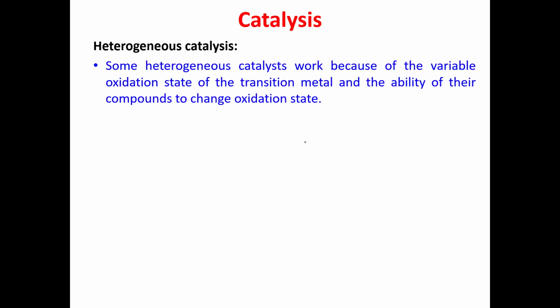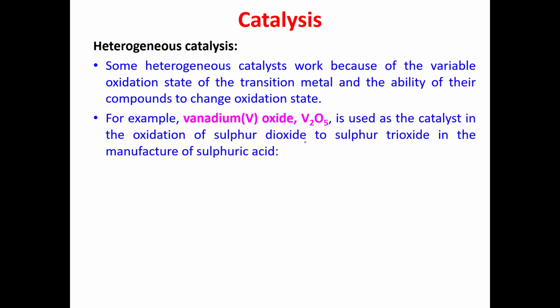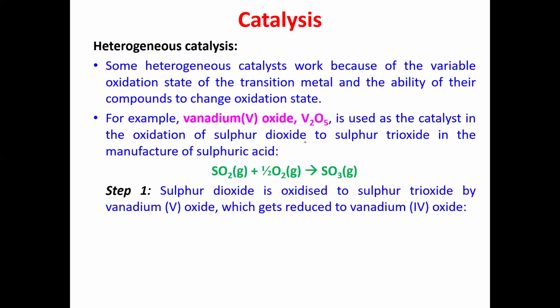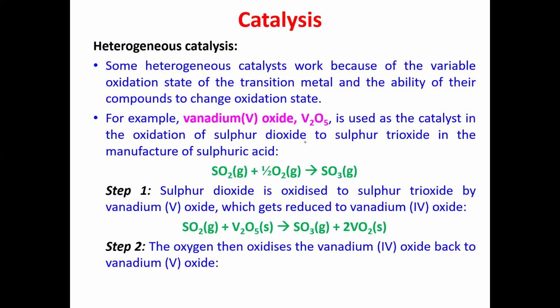Heterogeneous catalysis works because of the variable oxidation state. Actually, transition elements have incomplete d orbitals. So, for example, vanadium 5 oxide is used in sulfur trioxide formation. Remember, the main idea is adsorption, where the ions can be combined. They make temporary bonds with the reacting species.